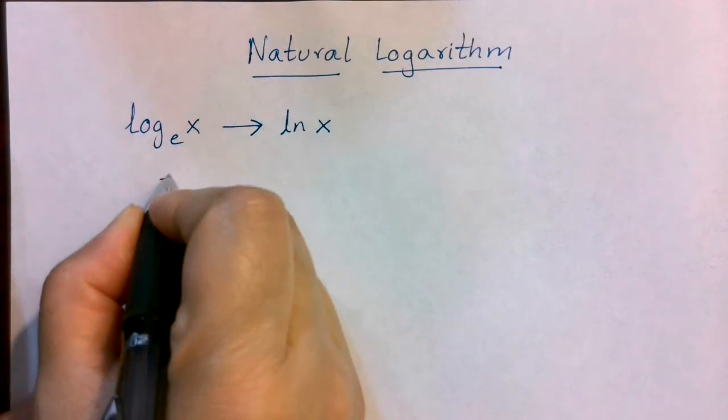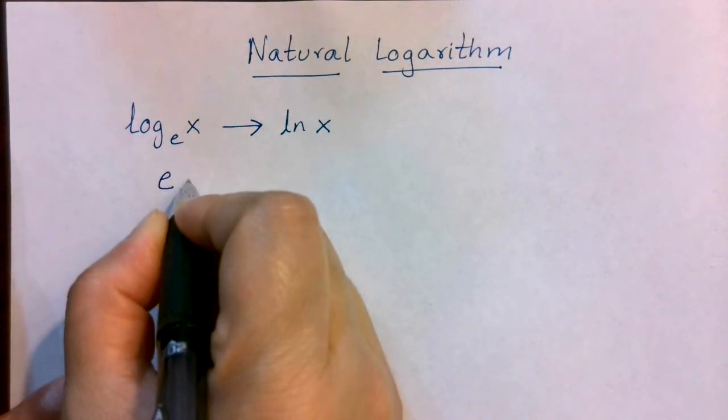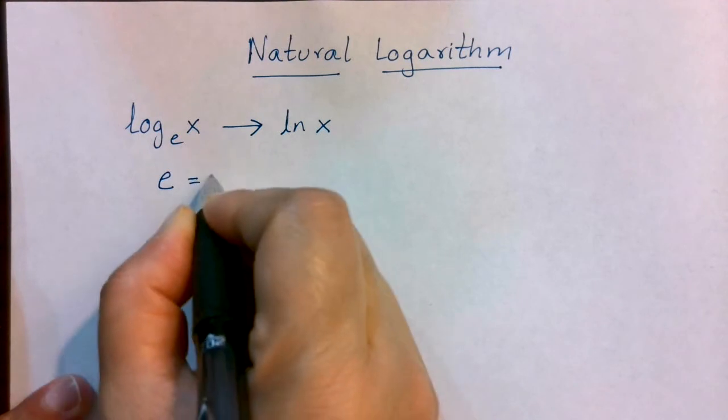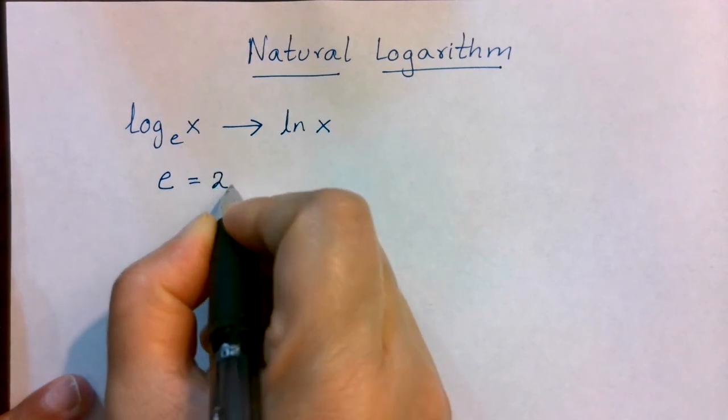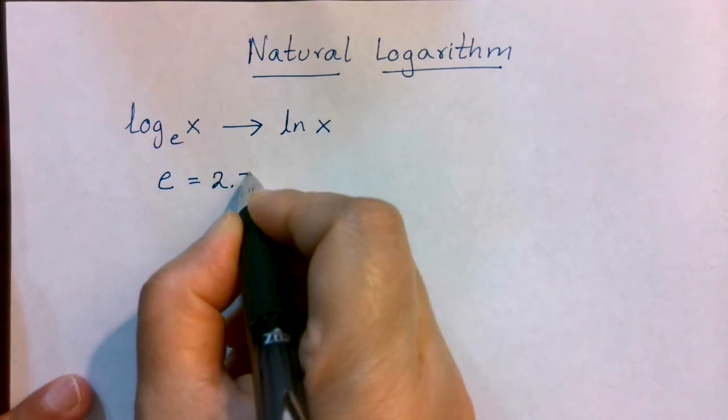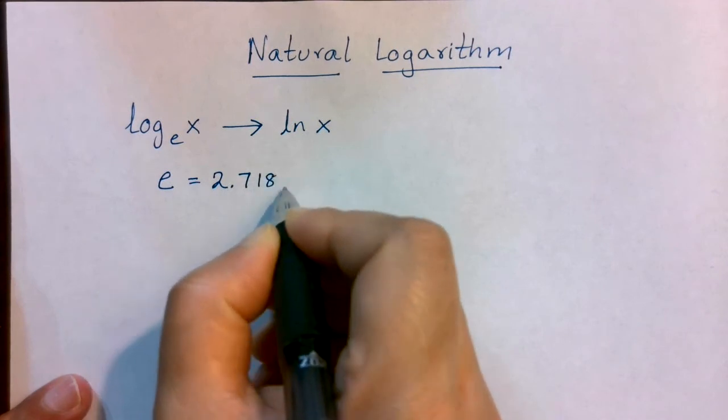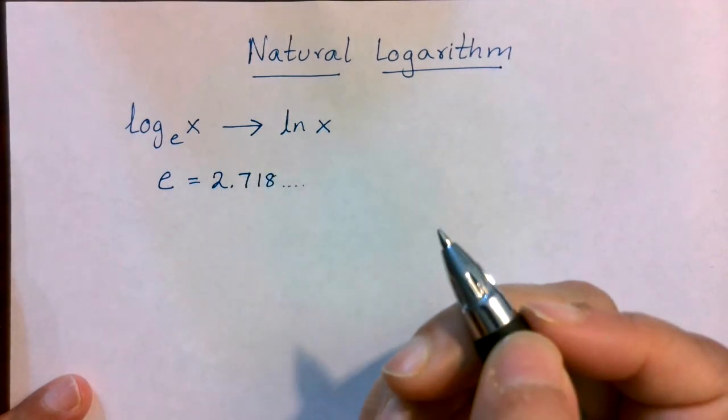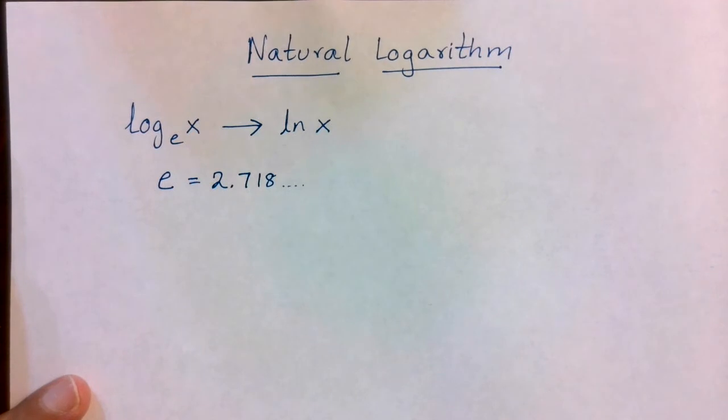But what is e? E is an irrational number, which is 2.718, so on and so forth. It's an irrational number like pi.